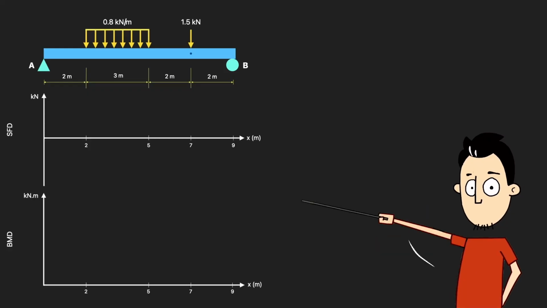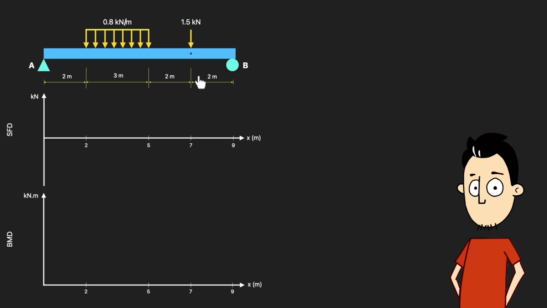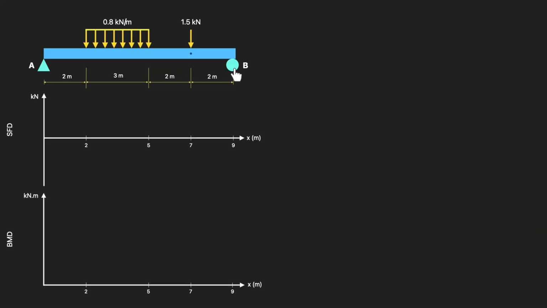This beam has three things going on at once: a pin support, a distributed load, and a point load. So it's a great problem for practicing the full shear force and bending moment routine. We've got a pin at A, a roller at B, 9 meters apart. Between 2 and 5 meters, there's a distributed load of 0.8 kilonewtons per meter. And right at 7 meters, there's a point load of 1.5 kilonewtons.